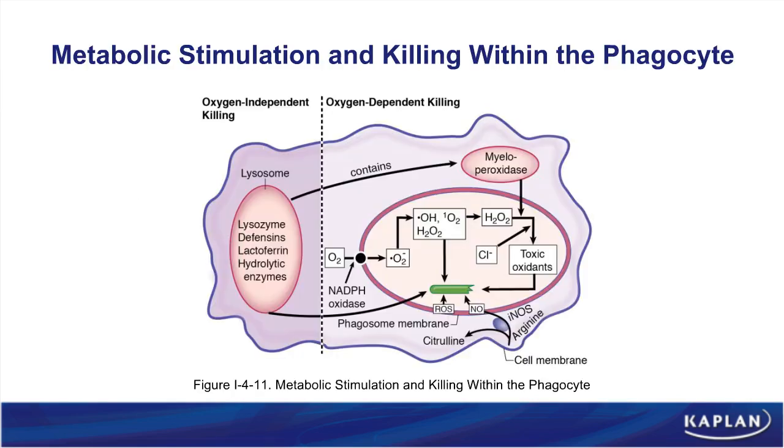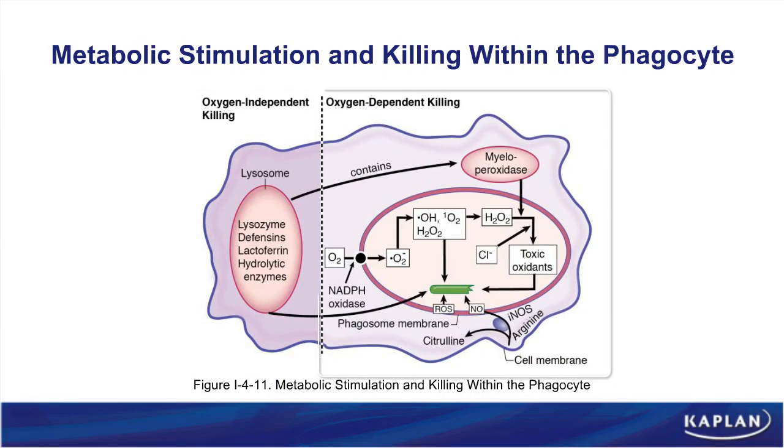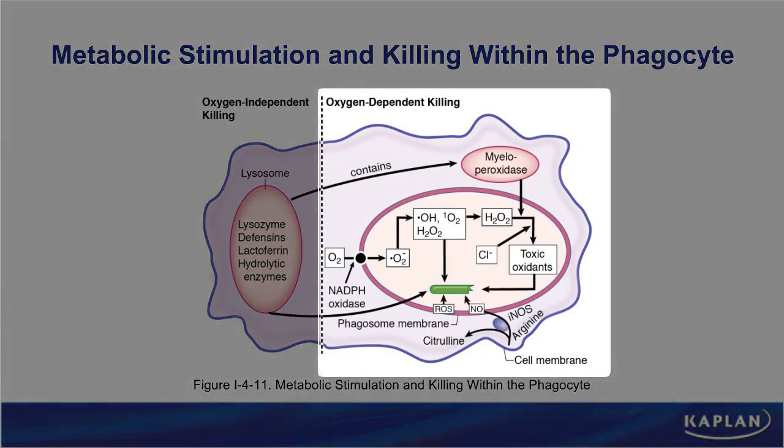So let's just take a look at both oxygen-dependent and independent killing. If we look to the left, you can see those oxygen-independent killing mechanisms that we just mentioned. Again, not as relevant as the oxygen-dependent killing mechanisms. We're going to walk through the oxygen-dependent killing mechanisms because, again, those are super high yield for USMLE. Essentially, you need to remember that NADPH oxidase is the enzyme that converts molecular oxygen to a lot of these superoxide and hydroxyl radicals.